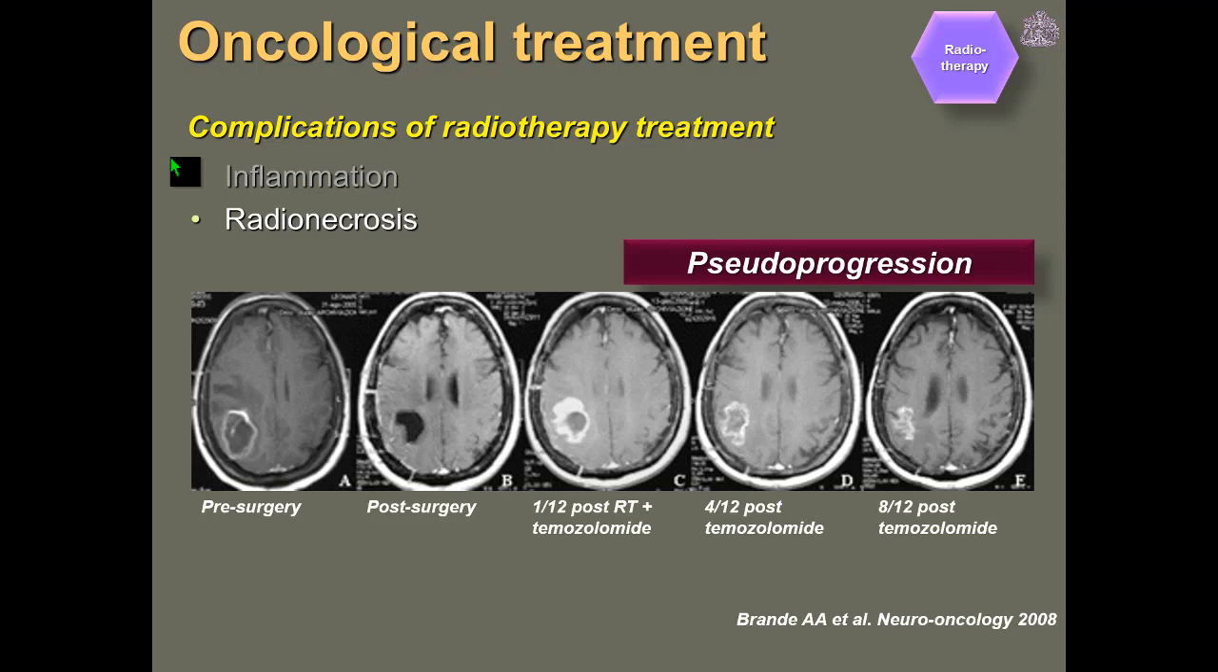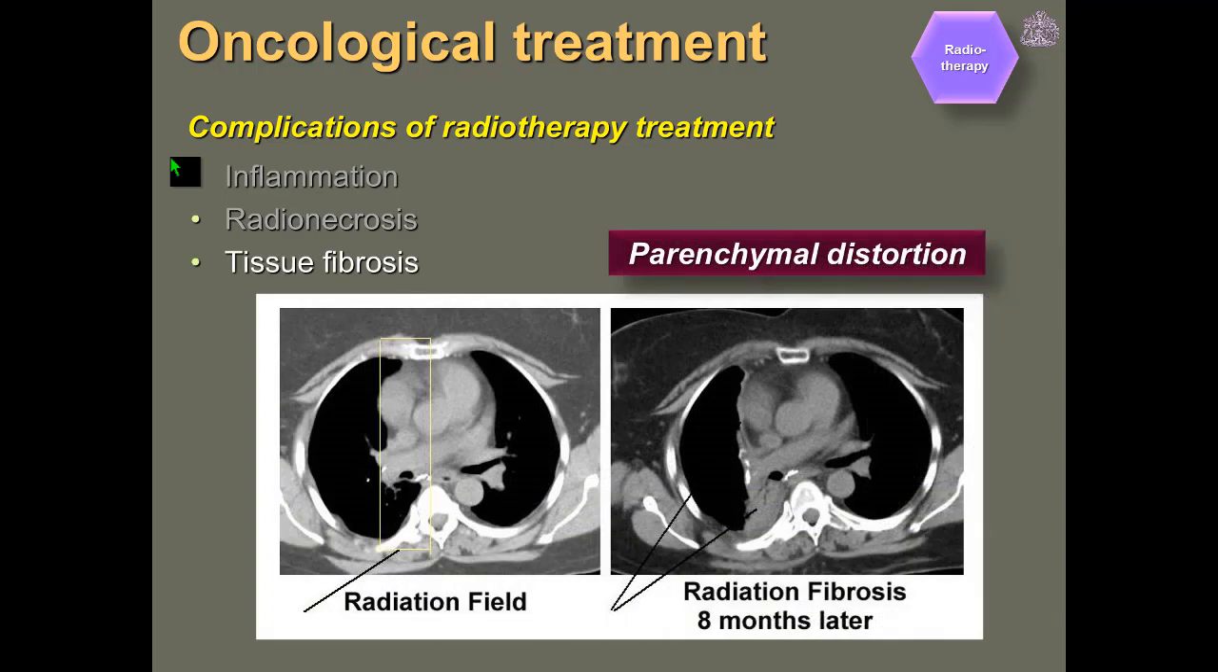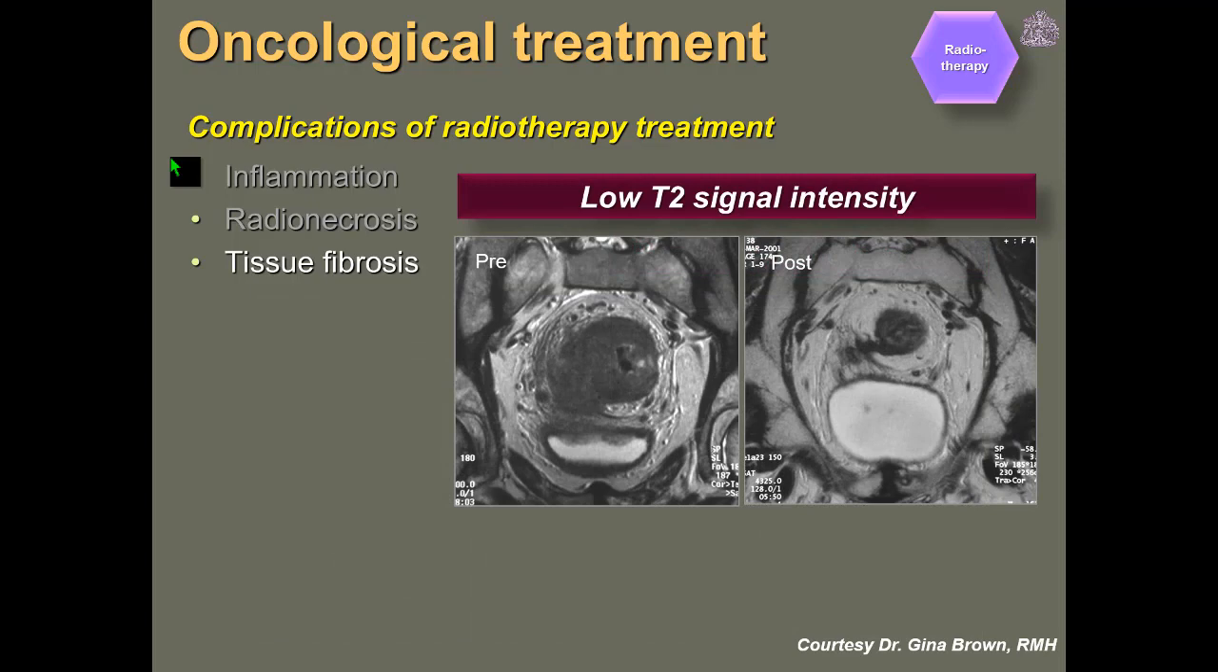But one of the things that we're increasingly seeing, at least in the brain, is the so-called pseudoprogression due to radionecrosis. So typically, from 1 month to 6 months after therapy, you'll begin to see areas of increased enhancement or apparent enlargement of the tumor area, but without a change in therapy, you can see that actually settling across time. And of course, you can have tissue fibrosis, and that leads to parenchymal distortion that is apparent on CT, or on T2-weighted MRI.